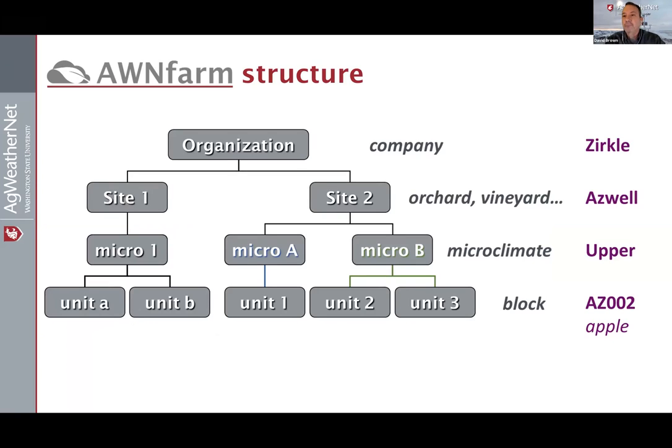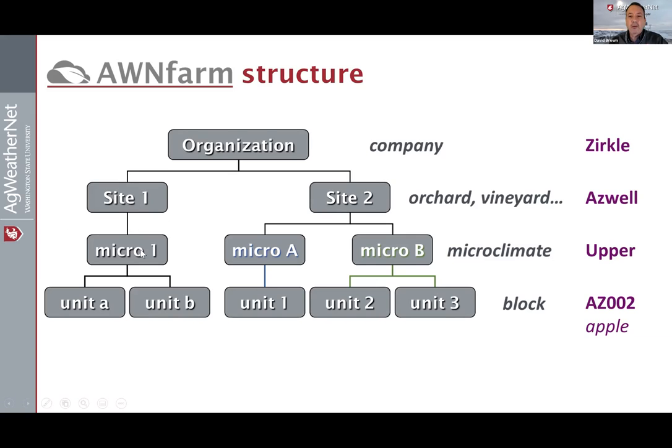I'll try to answer questions as we go. The basic way this platform works is you've got an organization, which might be, say, Zirkle Fruit. That's your company. You've got a bunch of different sites. These are your orchard, your vineyard, things that you manage as a location. And it's up to you to decide what a site is and how to define it.